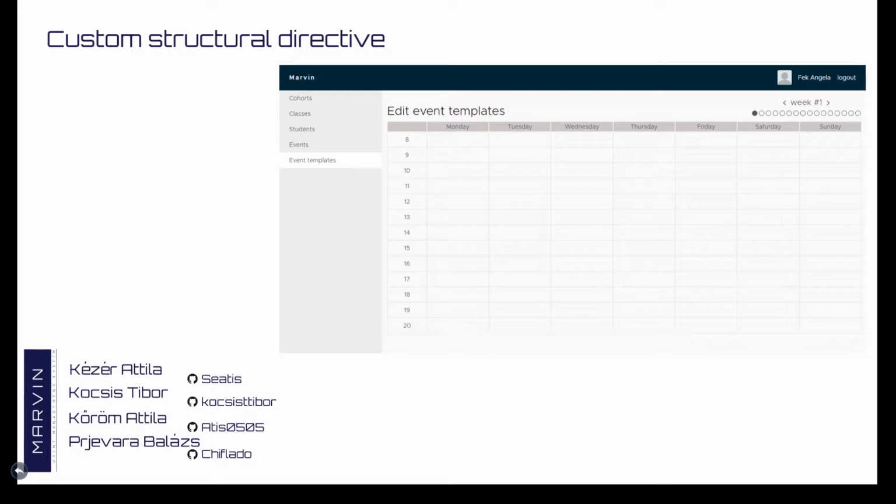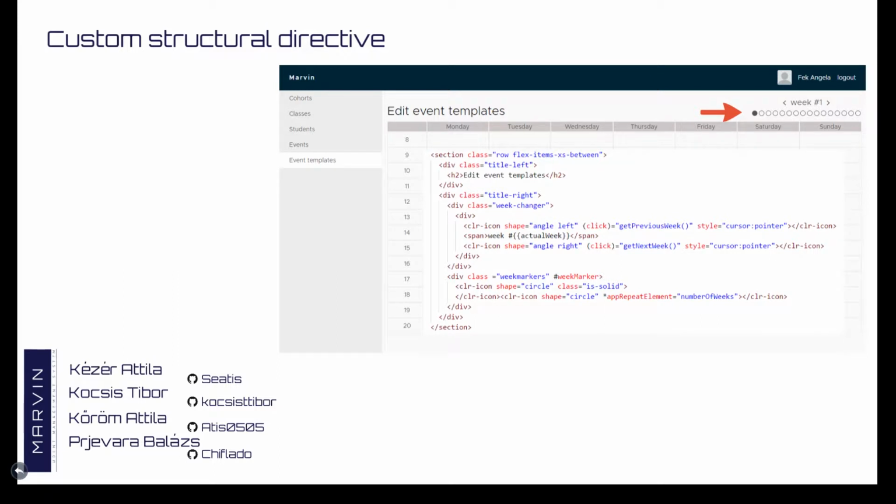And a few words about my favorite task from this last week, an absolutely tiny project, part of the event template editor, where the task was to mark the actual week of the course and also mark all the weeks with circles. And I chose a Clarity icon for that.